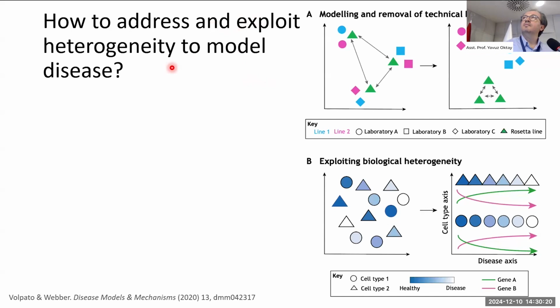So as we said, heterogeneity is a major problem when you model diseases. If you have two different lines from different laboratories, when you analyze the results, especially with an omics approach, you can have results that need to be properly handled with statistical and bioinformatic tools that will really help you understand the real underlying mechanisms.